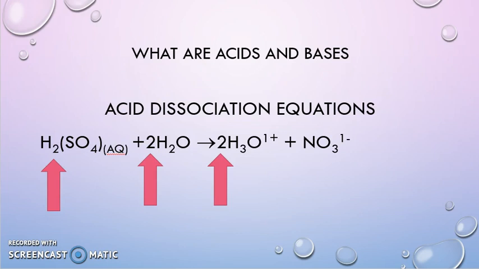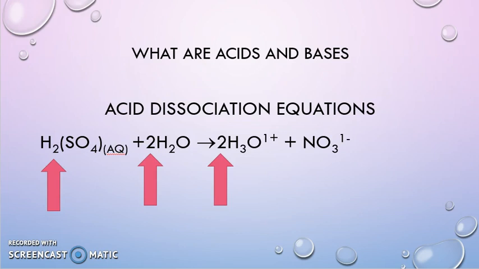Let's swap out our acid. How about H2SO4? Now in this case, each individual H that comes off of that H2SO4 can make a hydronium ion, an H3O1+. So if I can make two hydroniums, I have to add in two waters to make this work.